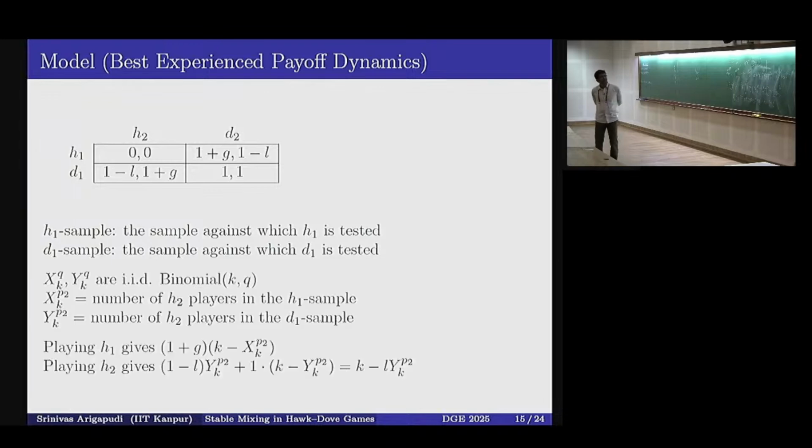Yeah, you're saying that playing H1 gives 1 plus G times something into a random variable. Let's say I'm the new agent. I try action H1, when I enter the population state is P1, P2. When I try out action H1, the number of hawks which I'm going to encounter will be drawn from a binomial distribution with parameters K and P2. So the number of hawks which I'm going to encounter would be Xk,P2, and the number of doves which I'm going to encounter is going to be K minus Xk,P2.